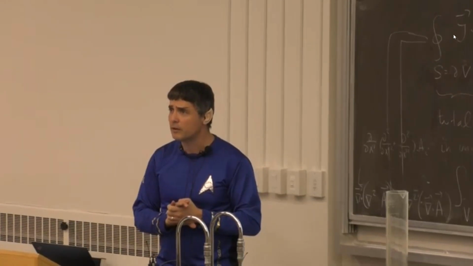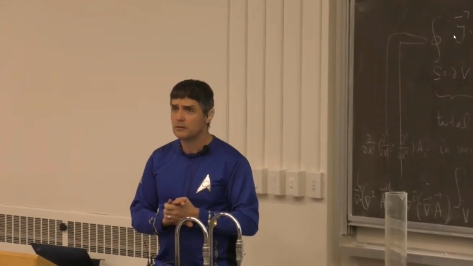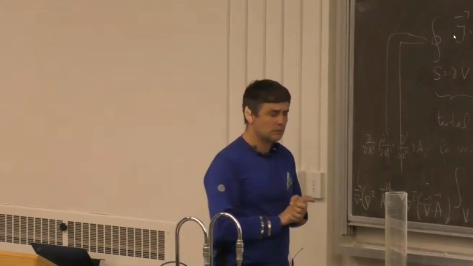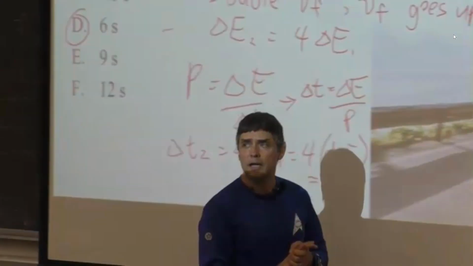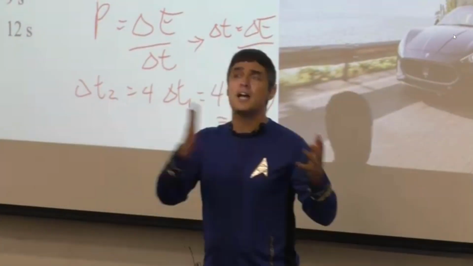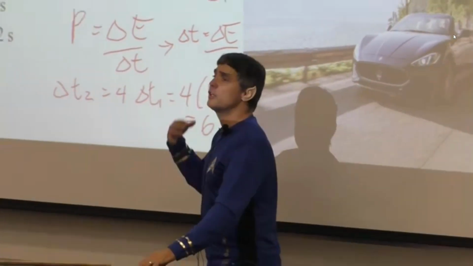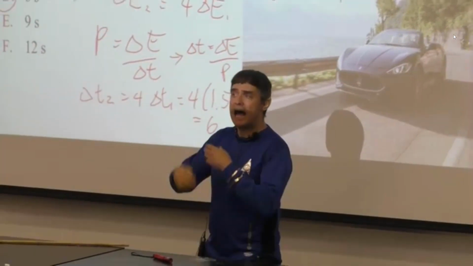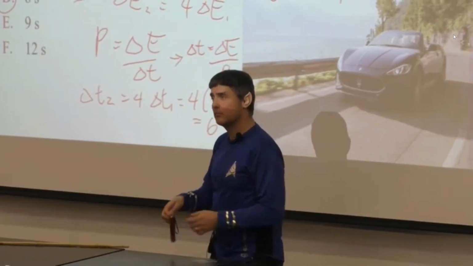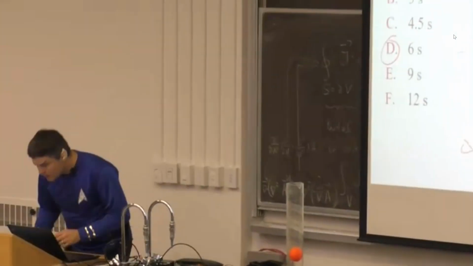It's 6. Any questions about that one? It was a hard one. In order to get to 60 miles an hour, as opposed to 30 miles an hour, you need to double your speed, so you need to have 4 times as much energy. So it's going to take 4 times longer, assuming that your engine delivers power at a steady rate. Okay?